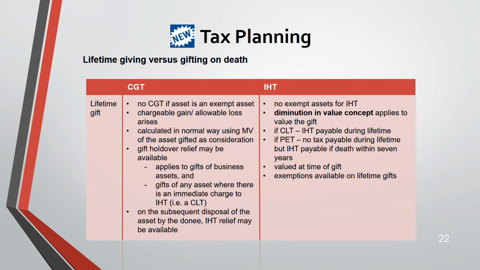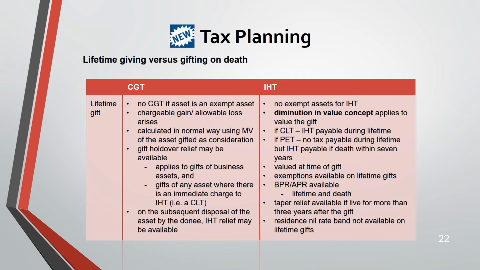We have seen that. Marriage exemption is there, annual exemption is there, then small gift exemption, then BPR and APR are available in IHT. Business property relief and agricultural property relief are available on both lifetime and death. Taper relief is available if you live more than 3 years after the gift. Residence nil rate band is not available on lifetime gifts but is available on death.